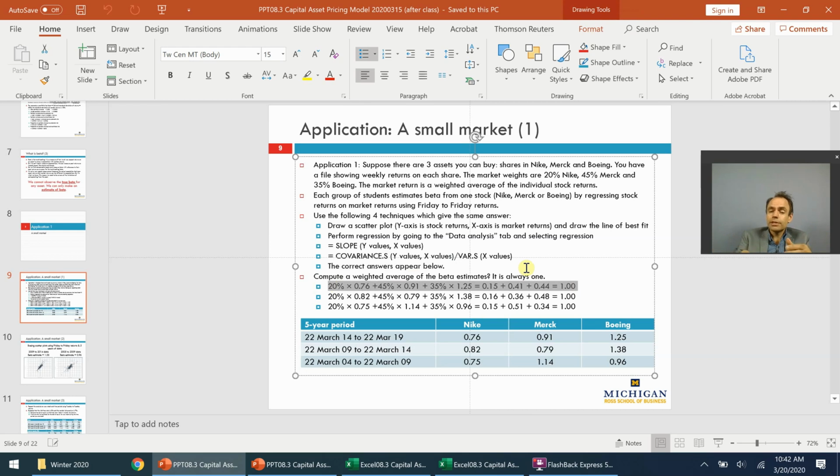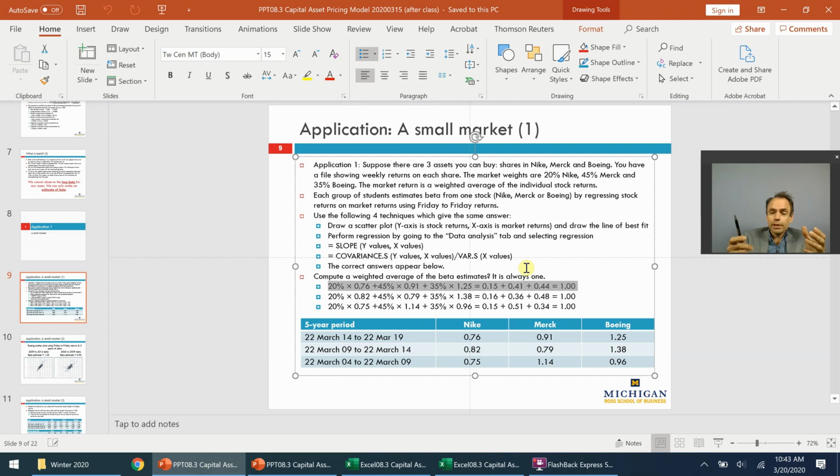Interesting though, you start to get a flavour that the beta estimates bounce around a lot in different time periods. During the most recent time period, Boeing has a beta estimate of 1.25, so it's the highest risk stock. During the earliest time period, Merck has a beta estimate of 1.14, it's the highest risk stock. And the Boeing systematic risk is about 20% to 25% lower during that earlier time period.